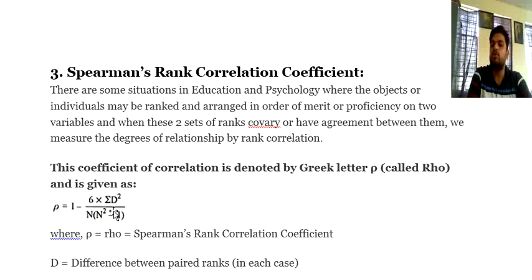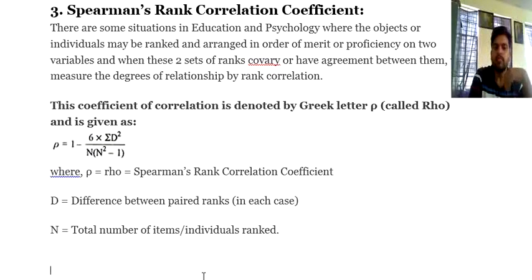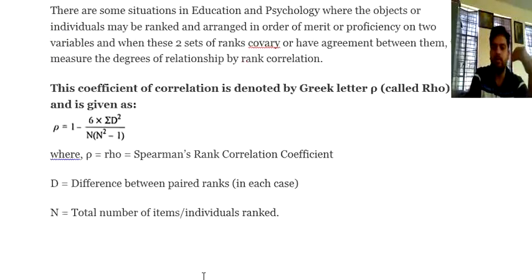Here you have to find d, and d is very simple. You have to find the rank, and then you have to find the difference of rank. So here d is the difference between paired ranks in each case. You have to find the ranks and the difference of rank. You will see in the example how it is solved. What is n? N is the total number of items or individuals, matlab how many people are there.